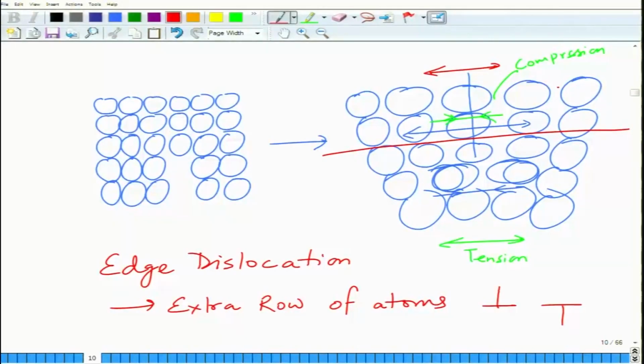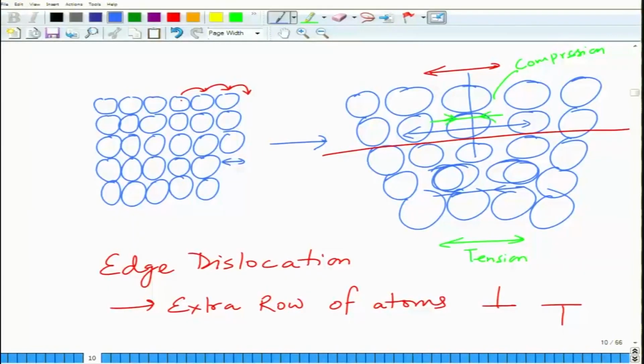So this row will eventually move out to this point, then to this point, then to this point. Eventually these atoms will come here and the one on the side will disappear. It will create a step on the surface, and this is how deformation in materials happens, by movement of dislocations in the material. That is how they deform.